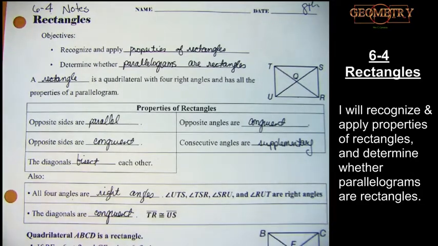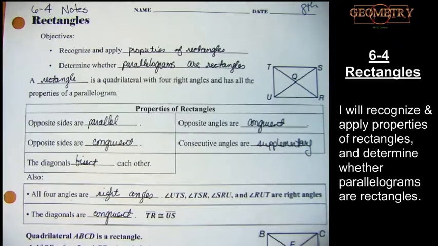So today we're talking about rectangles. We're going to identify and recognize the properties of rectangles, and determine whether or not the shape in front of us is even a rectangle, because we're going to throw a rectangle party, and we're not going to allow anyone in who's not a rectangle. So we have to be able to check their ID.